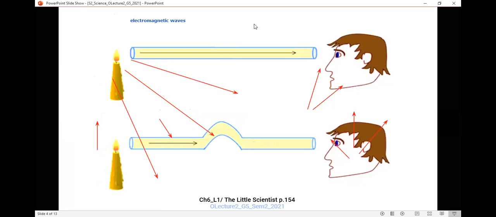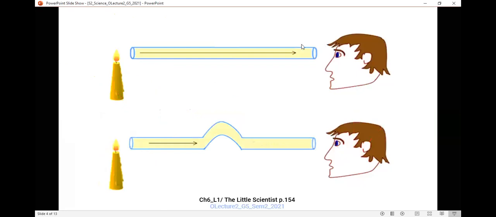Yalla, tell me. You know now that light moves in straight lines. Who is the source of light in the picture that you see in front of you? The candle. The candle flame is the source of light. Which boy can see the light of the candle? One or two? One. The candle sends a straight ray of light to the boy's eye.